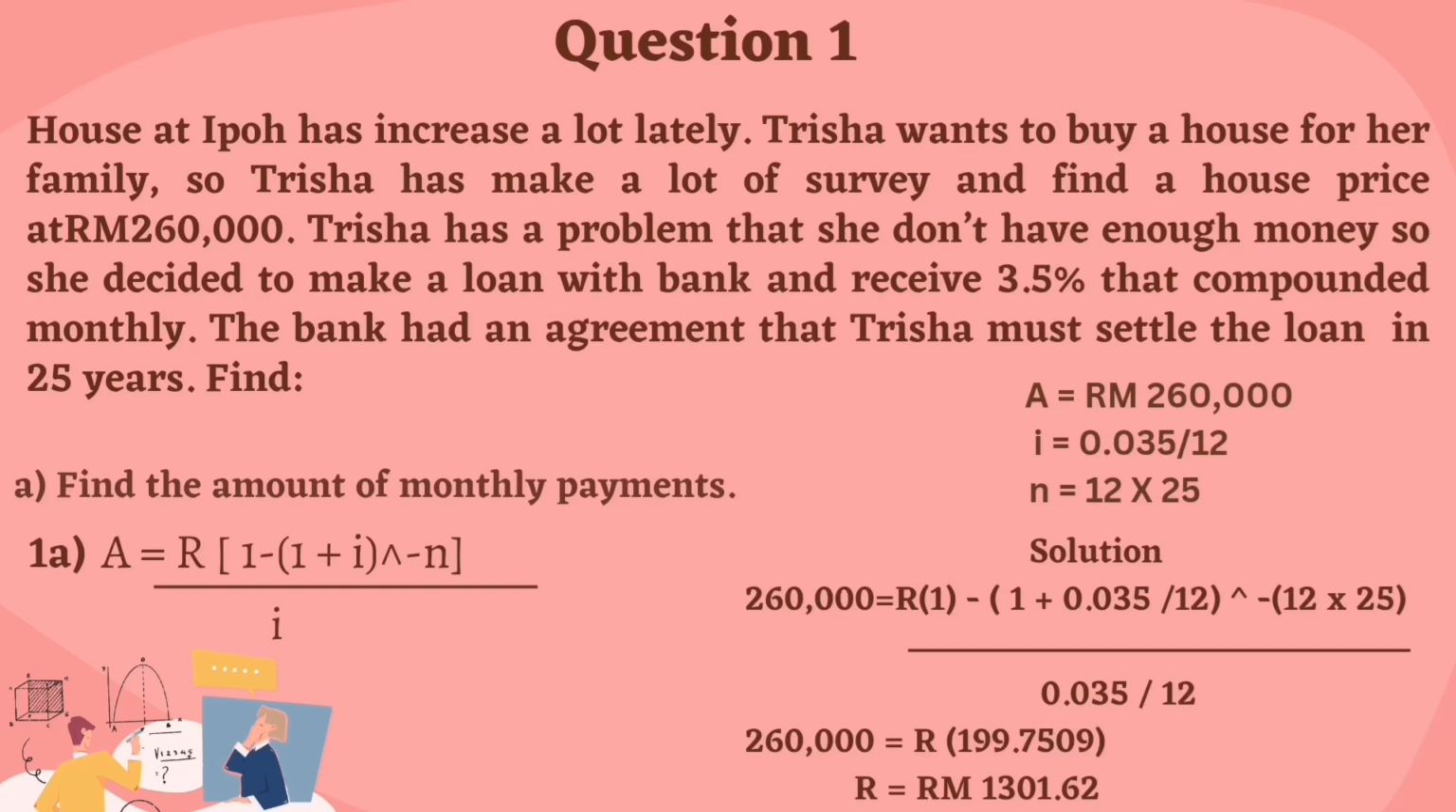Now, we insert all the information into the formula. This question wants us to find R, which is the monthly payment. So, the answer for this question is 1,301 ringgit 62 cents. So, every month, Trisha needs to pay 1,301 ringgit 62 cents to the bank.